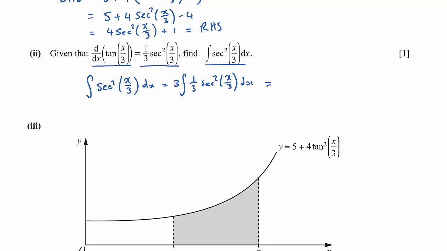And from there we can just do this. So that must be tan x over 3, or at least this part is. Don't forget we've got to multiply that by 3. And then that will be plus a constant.